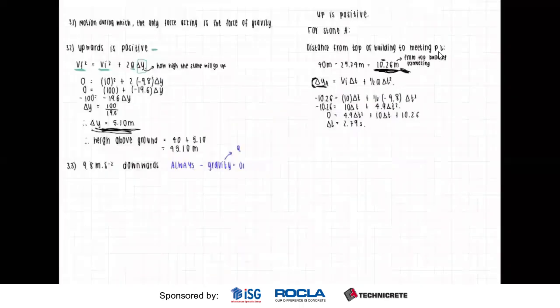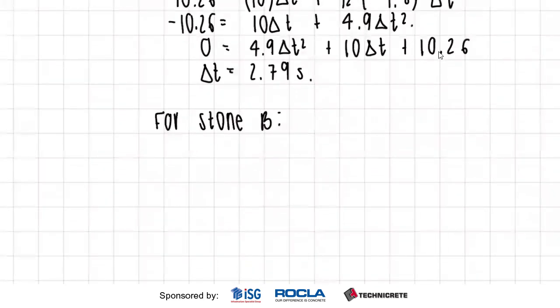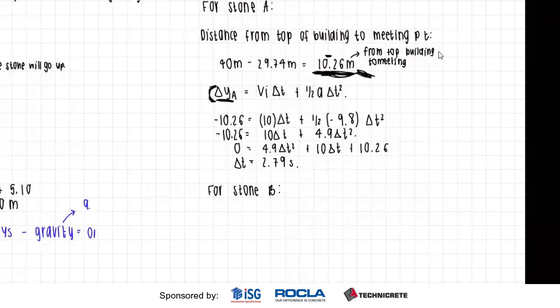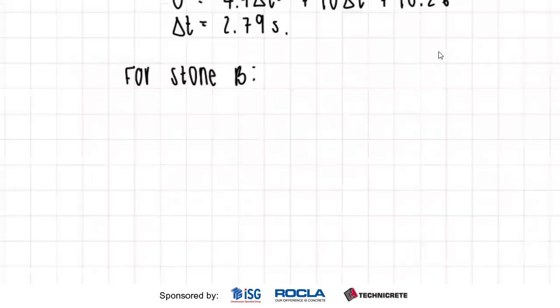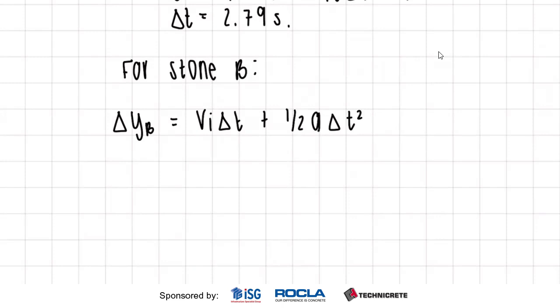Okay. So now we're going to look at stone B. We're going to write an equation for stone B, and we want to know the time it takes for stone B to fall from the top of the building to the meeting point. And we know that the distance from the top of the building to the meeting point is 10.26 meters. Okay, we've done that. We can use the same formula again, and we are going to fill it in.